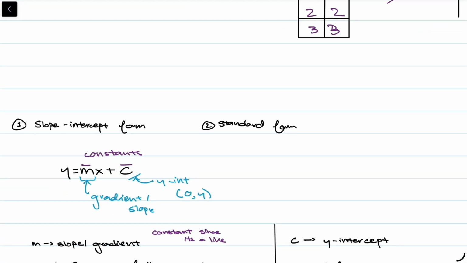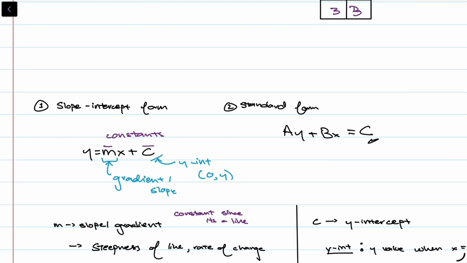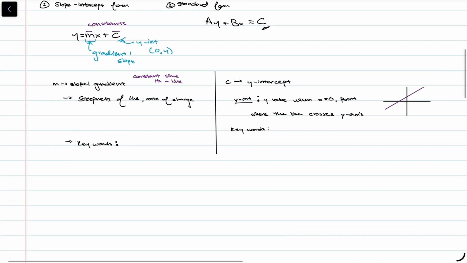Standard form is just rearranging this, so it's in the form ay plus bx equals c. This independent term is your y-intercept. You just need to rearrange it.